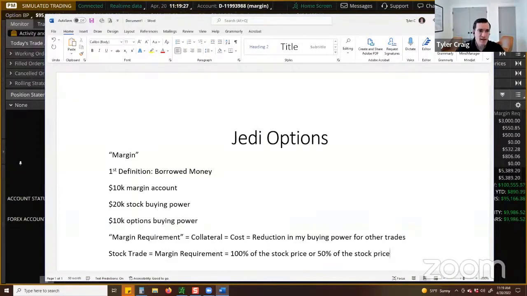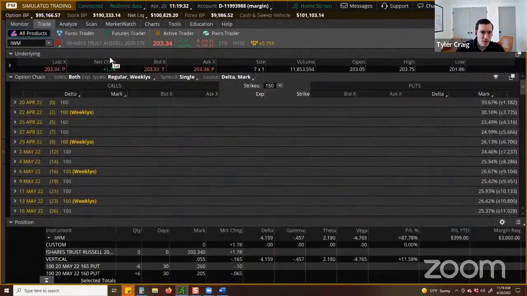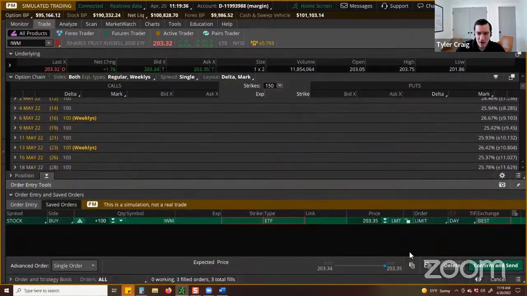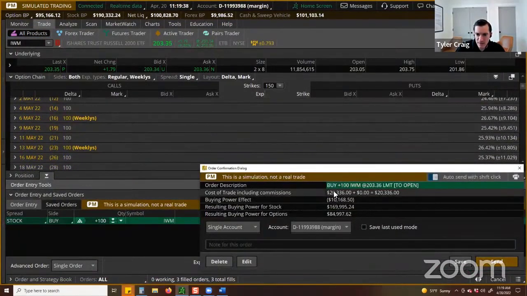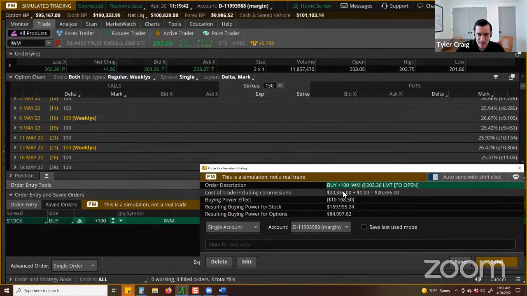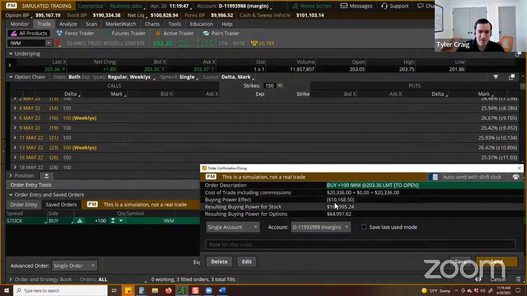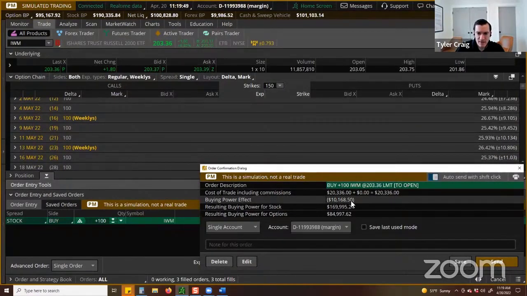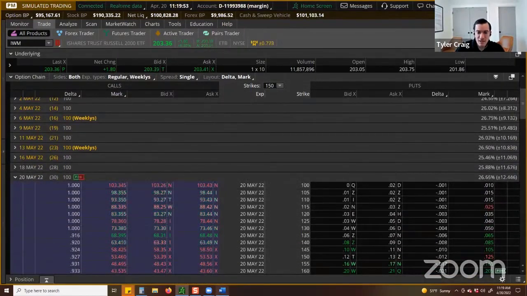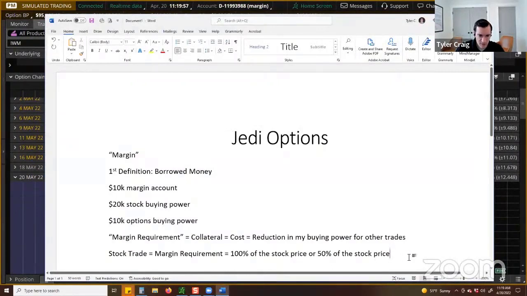So if you have a paper money account with Thinkorswim and you say, okay, I want to go buy 100 shares of IWM, that would be about 20 grand. Are they going to make me put up 20 grand? No, even though the cost of the trade is 20,336, they're only going to make me put up half of that. The buying power effect is 10,168. Okay, so oftentimes when we're doing stock trades, the initial collateral or margin required is 50% of the stock price.